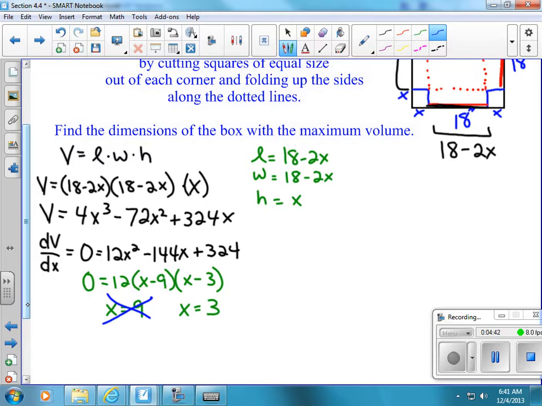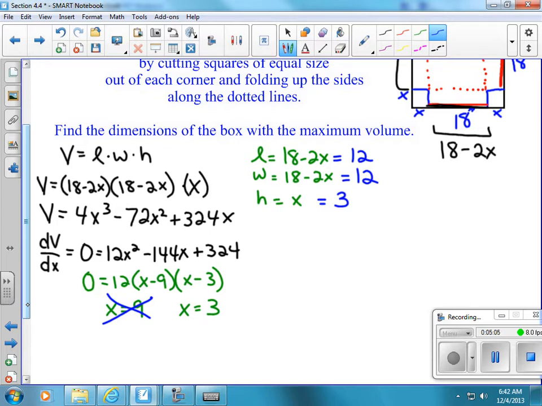Therefore, our x must be 3. Therefore, the height is 3. If we take 18 minus 6, we get the width is 12 and the length is 12. Those are the dimensions of the box with the maximum volume.